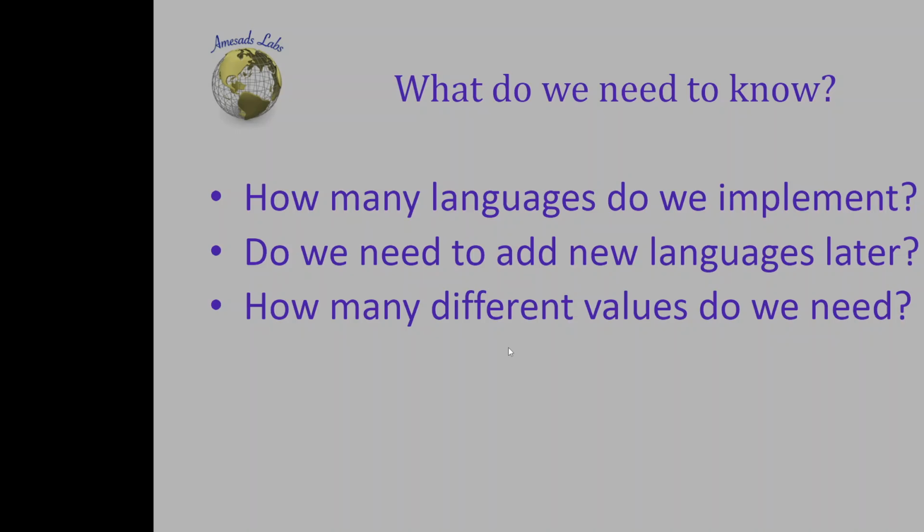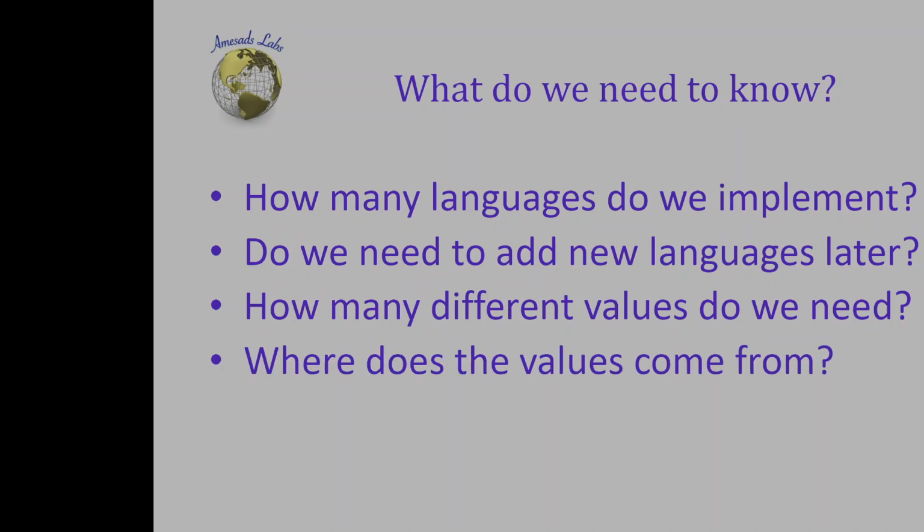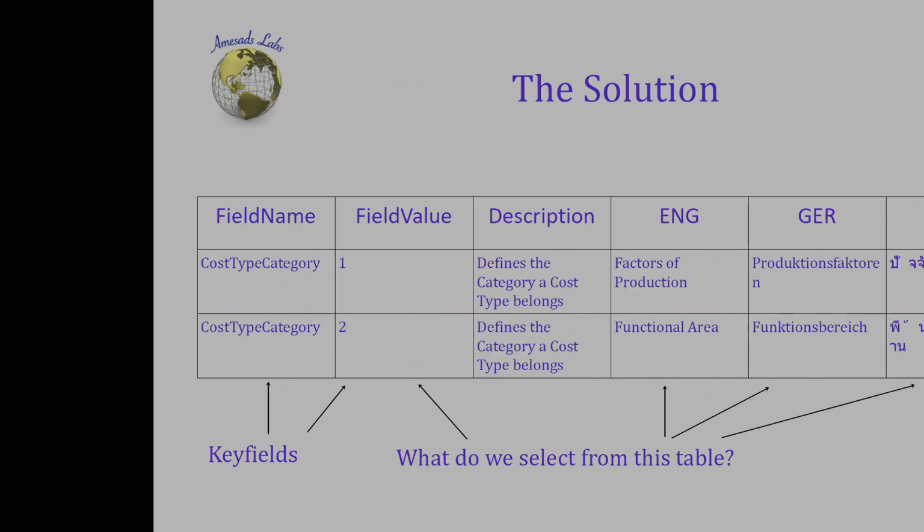How many different values do we need? That depends on your data, and we will come to that point. Where do the values come from? I would say pretty much from a database. And that is what we want to show you.